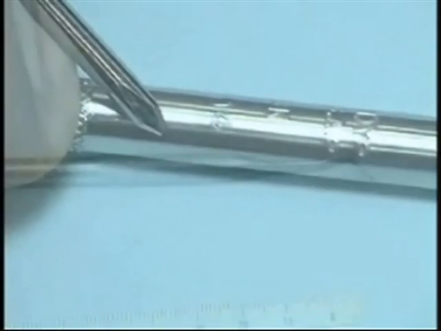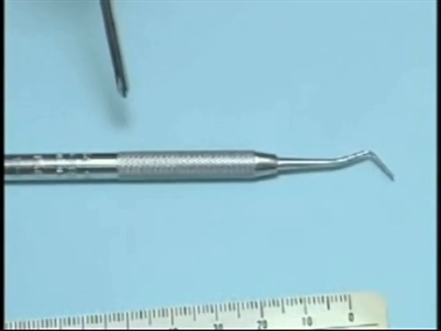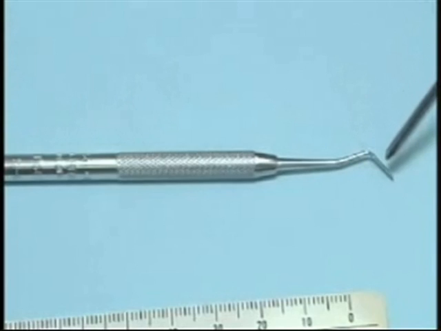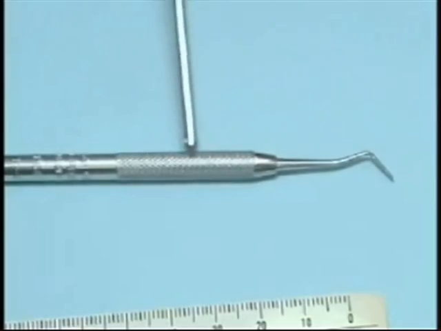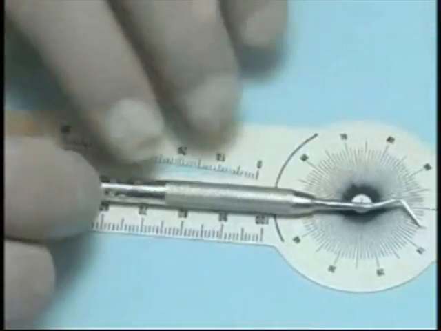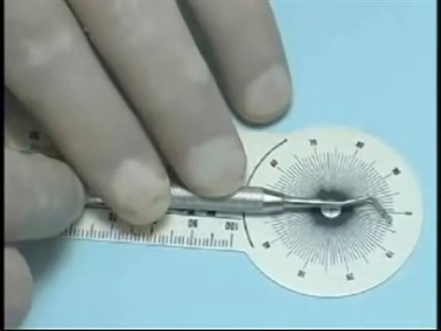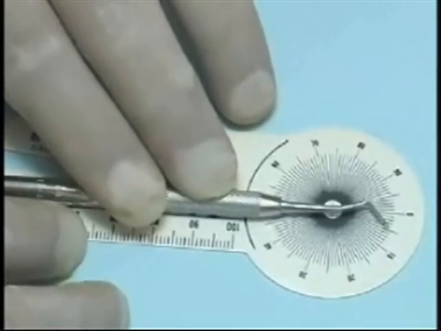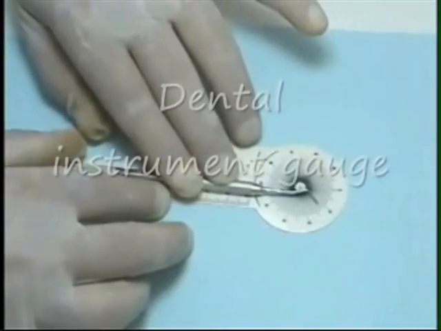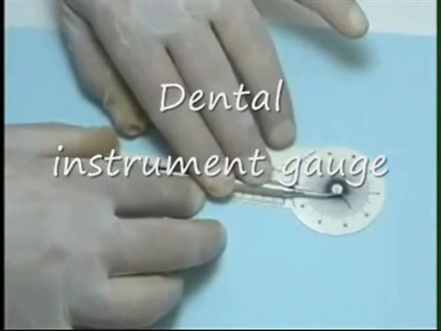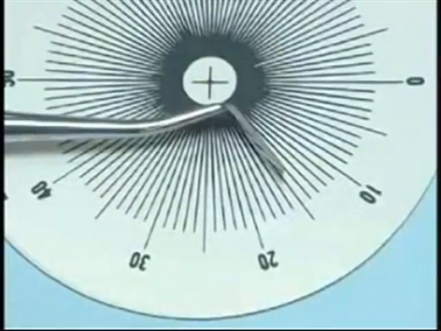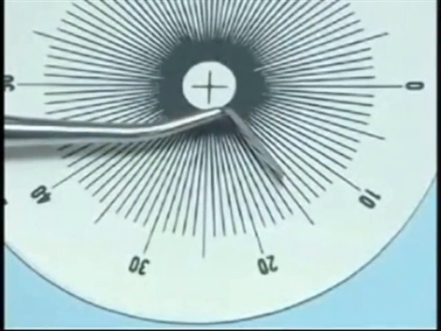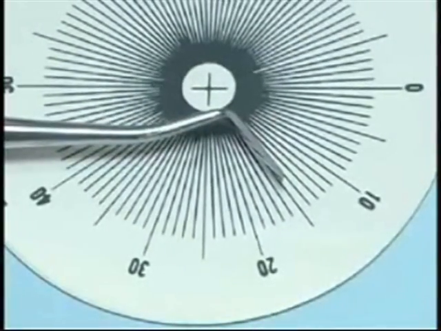14 represents the angle the blade makes with the long axis of the handle, or the plane of the instrument. This angle is expressed in hundredths of a circle, or centigrade. To calculate the measurement of the angle, you place the instrument on the center of the circle and move it until the blade lines up with one line of the ruler. This measurement represents the angulation of the blade from the long axis of the handle, which is 14 degrees in this case.